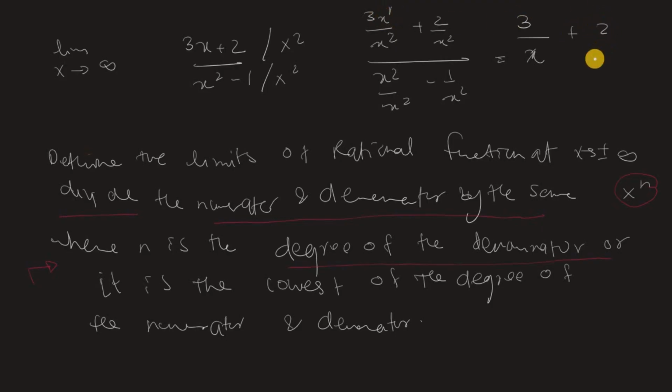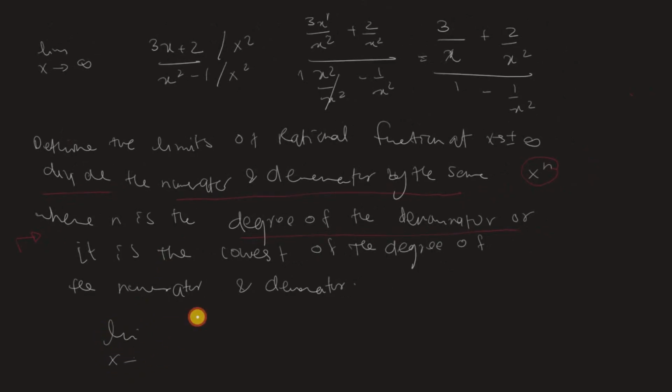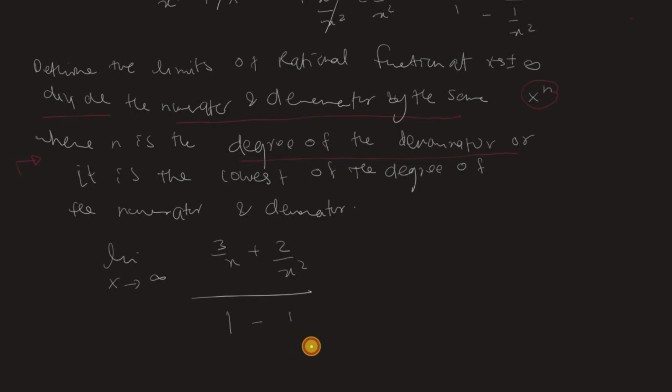Okay, and here now this is gonna stay the same, and at the bottom here this is simply gonna reduce to 1. So reduce to 1, and then we have 1 over x squared. Now we can go ahead and put our limit inside once it's factored. Limit as x approaches infinity of 3 over x plus 2 over x squared, and then at the bottom we have 1 minus 1 over x squared.